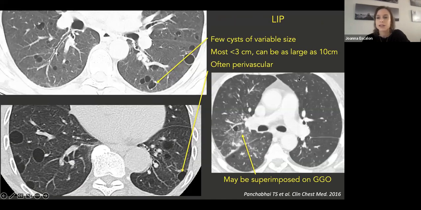Now, what are you going to expect to see in LIP? Usually you see few cysts of variable size. Most are less than 3 centimeters, but they can get pretty big. They're often perivascular. So you can see there's a vessel running right along the wall of the cyst. There might actually be superimposed ground glass opacities. So another distinction from LAM, in which ground glass opacities are quite rare. In LIP, it is not so rare.